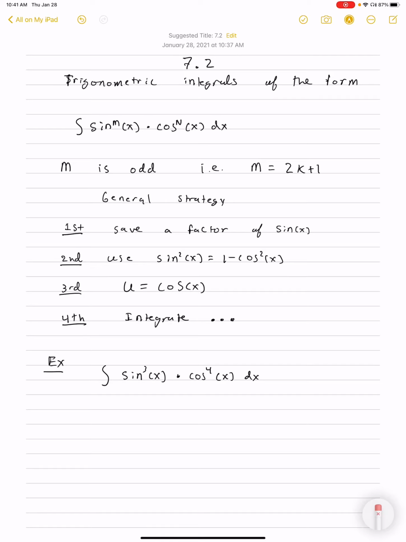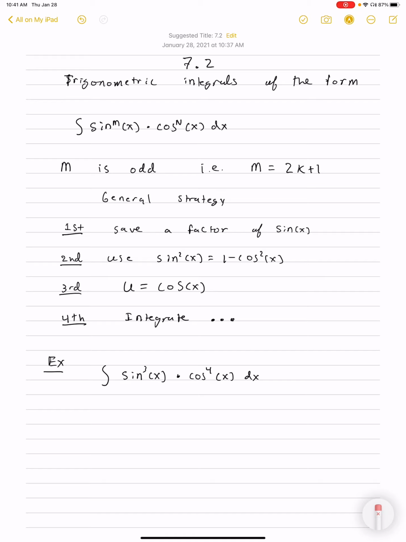Welcome to my lecture on trigonometric integrals. We're going to be focusing on the form of sine to a power times cosine to a power, but in which the power of sine is odd. So things would be like 1, 3, 5, 7, 9, 11, okay?